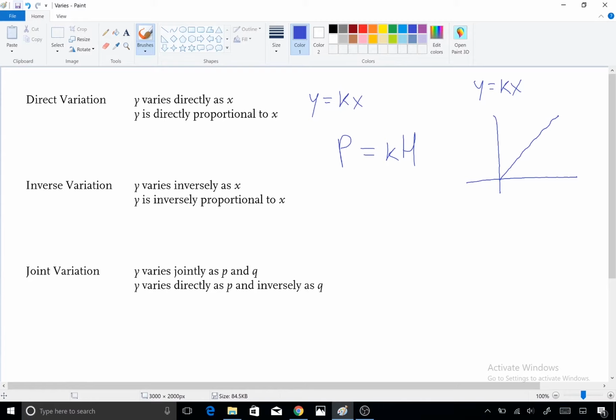With inverse variation, an increase in x leads to a decrease in y. An example would be the temperature of the ocean varies inversely with the depth. So if T is temperature, then it equals K divided by D. As the depth increases, the temperature decreases. We'll get to graphs of inverse functions later in the course, but a graph of y equals k divided by x would not be a line. It's a decreasing curve like this.